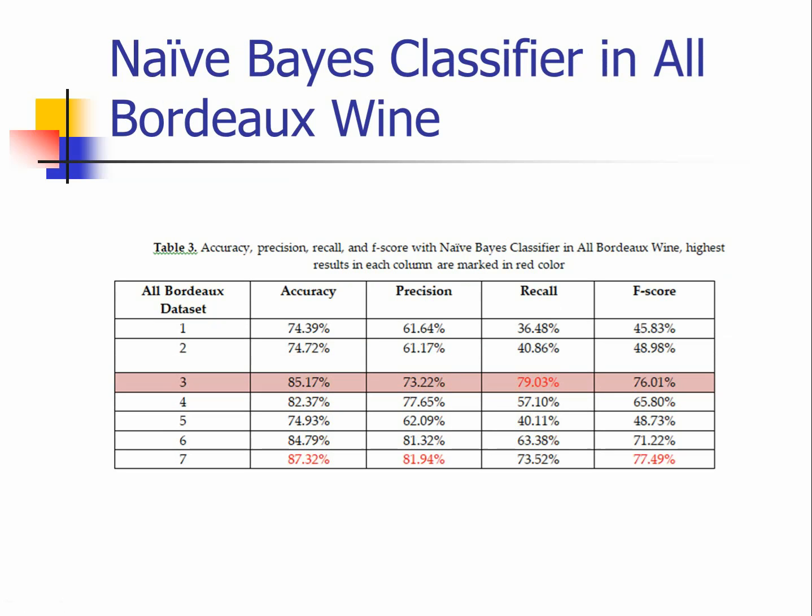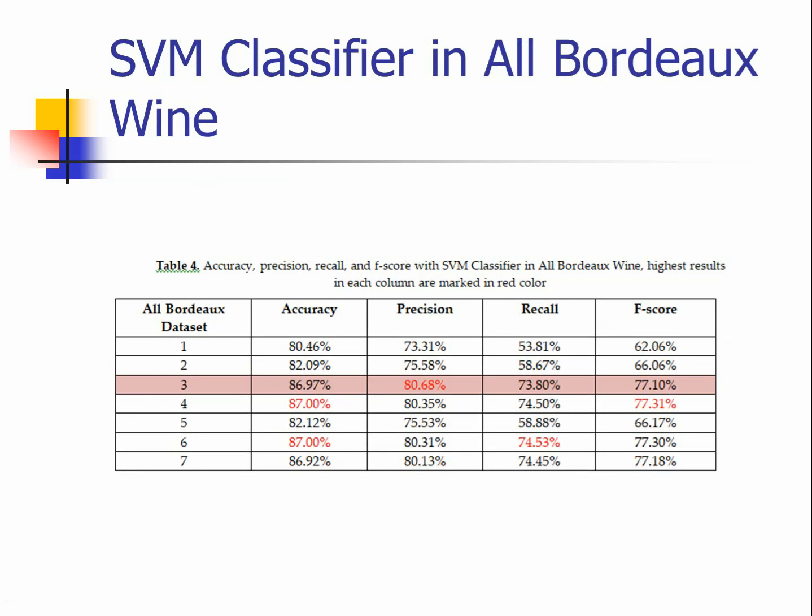So let's take a look at the previous one. The previous one using naive Bayes is about 85%, so it's about 1 to 2% lower than SVM. However, after our improvements, this result is actually better than SVM. So in other words, additional information is actually not that helpful for SVM in the all Bordeaux dataset.